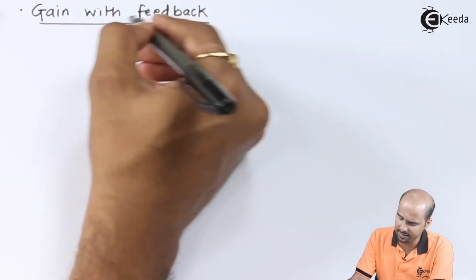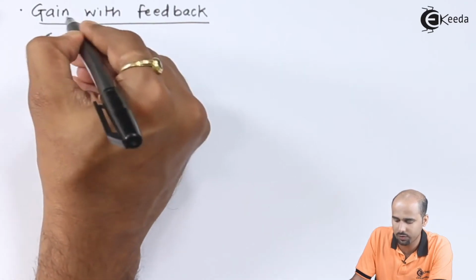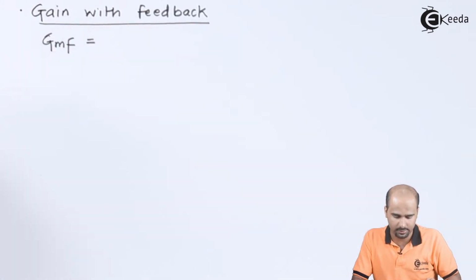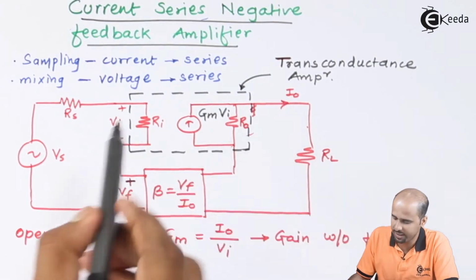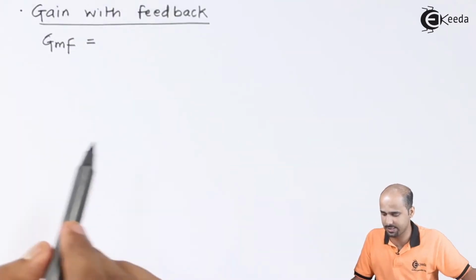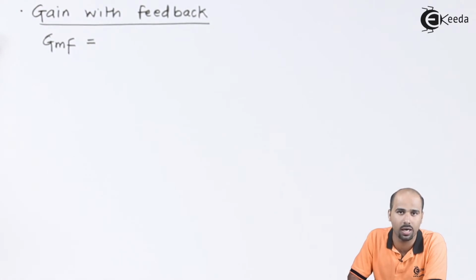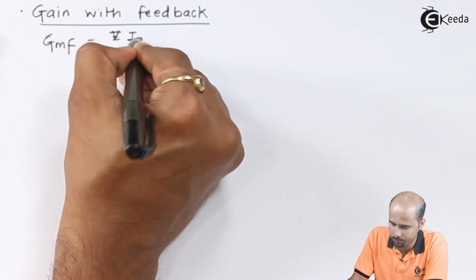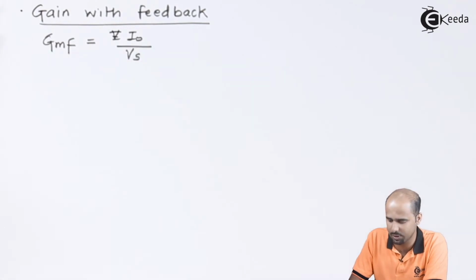We have to understand the gain with feedback. I will name this GMF, with feedback. I have to consider that my output parameter will remain as it is, that is IO, but instead of VI I have to consider VS. So if GM, that is the open loop gain, is equal to IO divided by VI, then GMF will be equal to IO divided by VS.